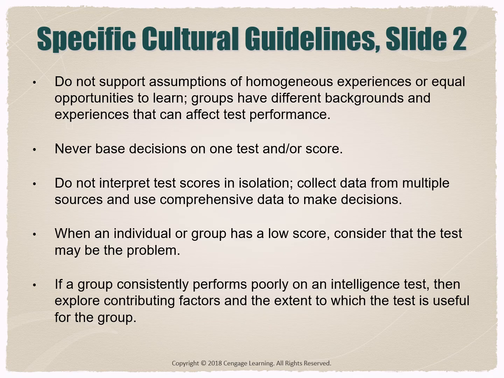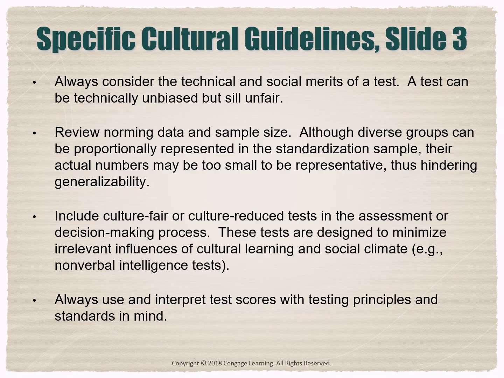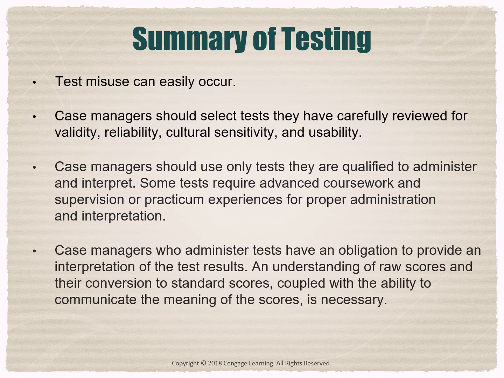Never base decisions on the test alone. Do not interpret scores in isolation. When an individual or group has a low score, consider that the test may be a problem. If a group consistently performs poorly on an intelligence test, then explore contributing factors. Always consider the technical and social merits of the test. Review norming and sample sizes, and include culturally fair or culturally reduced tests in assessment. And always use and interpret test scores with testing principles.